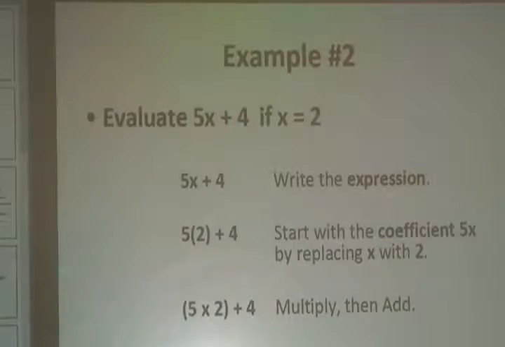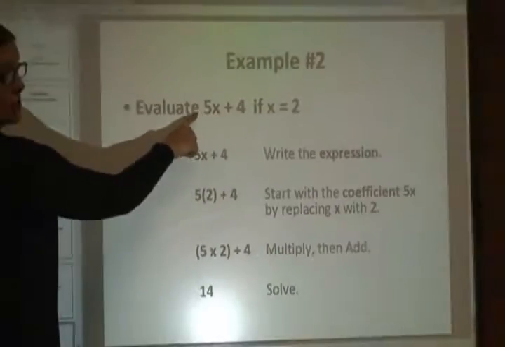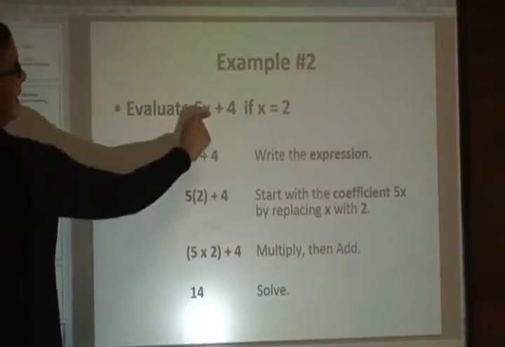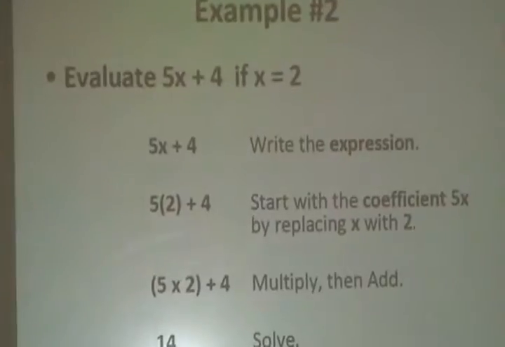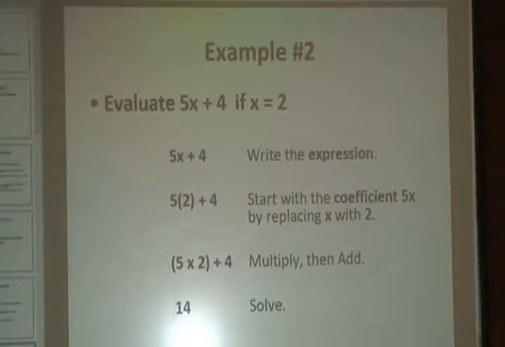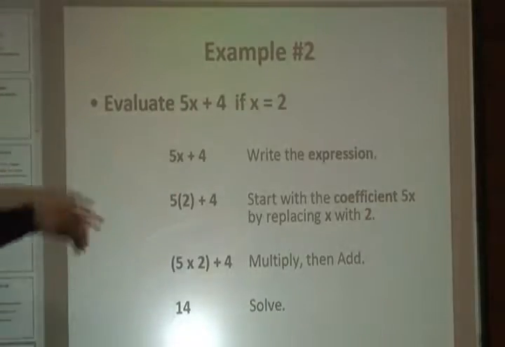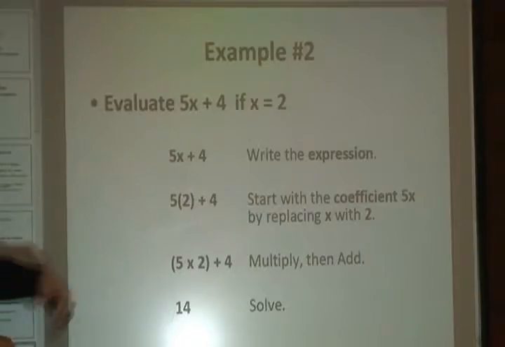Our next example is a little bit more complex. We're evaluating a coefficient, 5x, and we're adding 4 to that, and x is going to be equal to 2. So we're going to substitute 2 in anywhere we see x. We'll start our steps here. Simply write the expression, 5x plus 4.